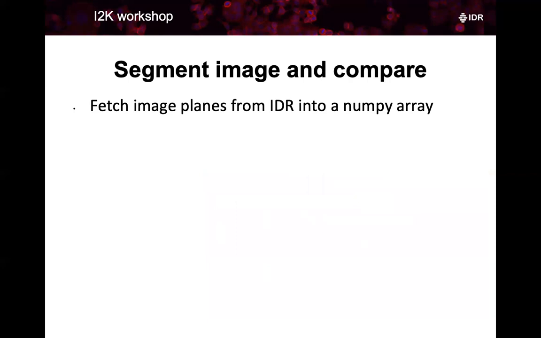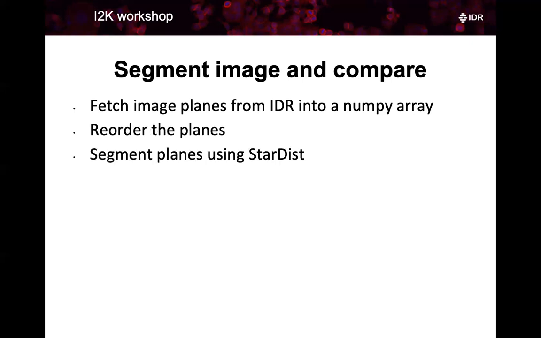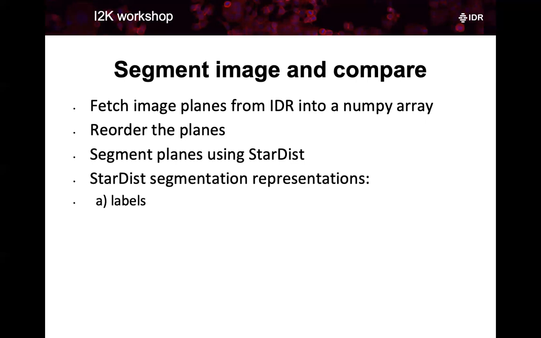So, step by step, first we will fetch image planes from IDR into a NumPy array, NumPy being a Python library for scientific computing. We will reorder the planes of the image and segment the planes using Stardist. Stardist is an open source software developed at the EPFL in Lausanne, Switzerland. Stardist will produce for us two segmentation representations, first labels and then also polygons, polygon shapes.